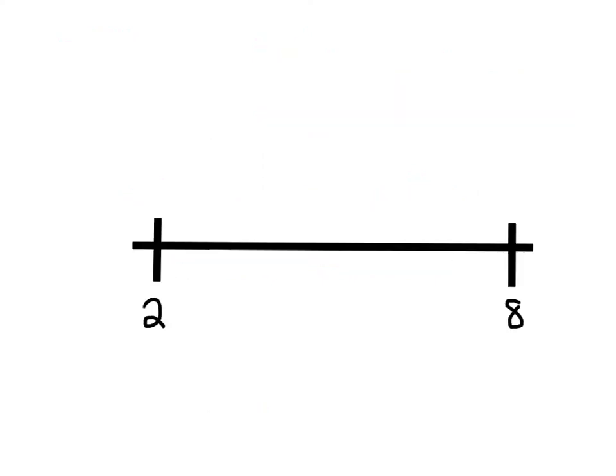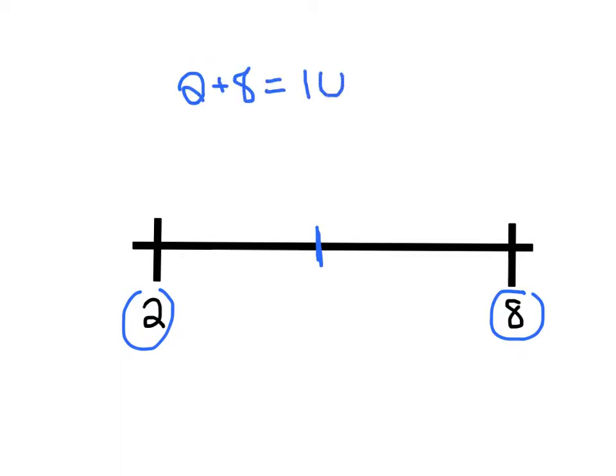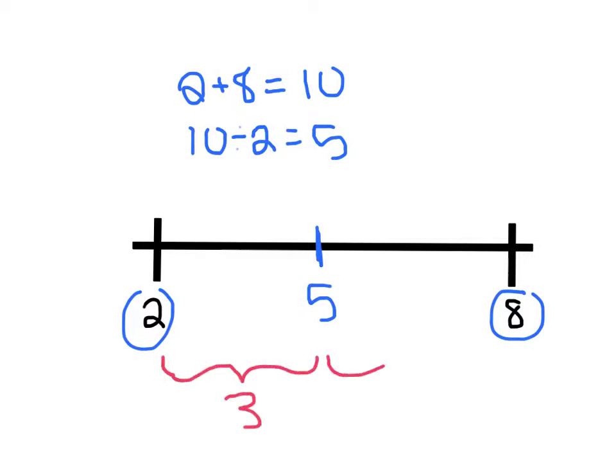Alright, so let's start by looking at this line. Here we have 2, and over here we have 8, and we want to find the point right in the middle. So we know that we can just take the average. 2 plus 8 gives us 10. And then we can do 10 divided by 2, which gives us 5. 5 is this point right in the middle. We know that's true because this distance is 3, and the distance from 5 to 8 is also 3.